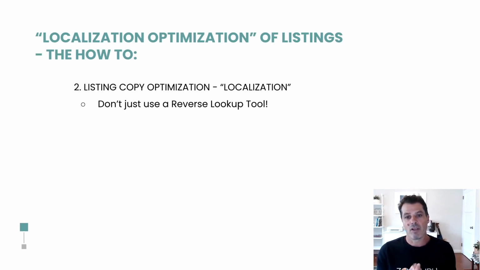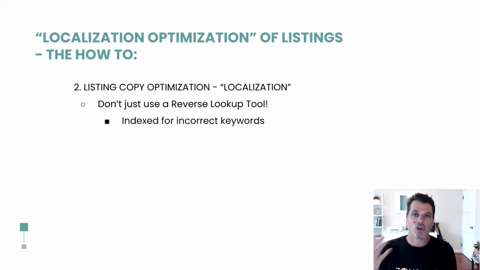Now, why I say, especially for these local markets, don't use just a reverse lookup tool, is that they could be indexing or giving you the incorrect keywords, because a lot of those listings you'll see just translate. They take the English version and translate it, and you're missing out on so many of those important keywords, which are those longer phrase, localized keywords that are critical for that marketplace. You're just simply not going to get that.